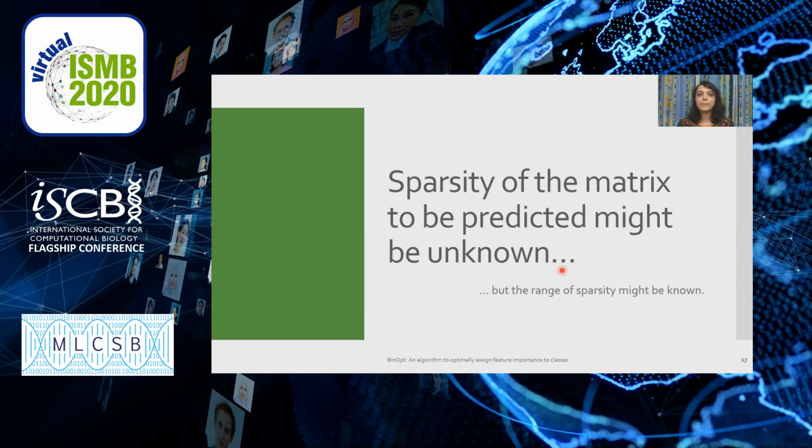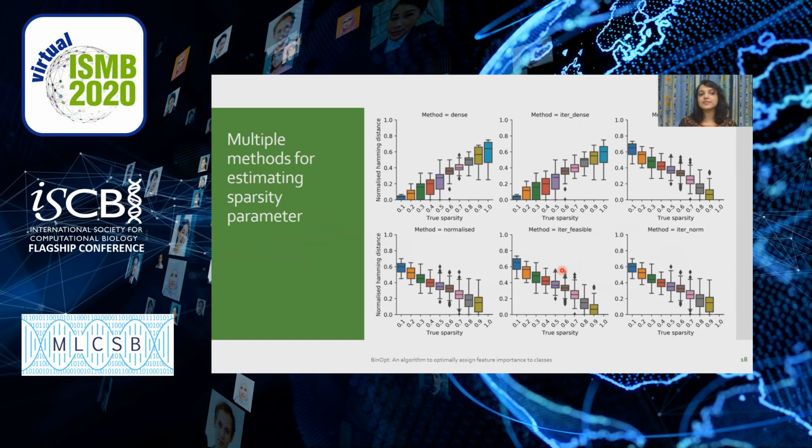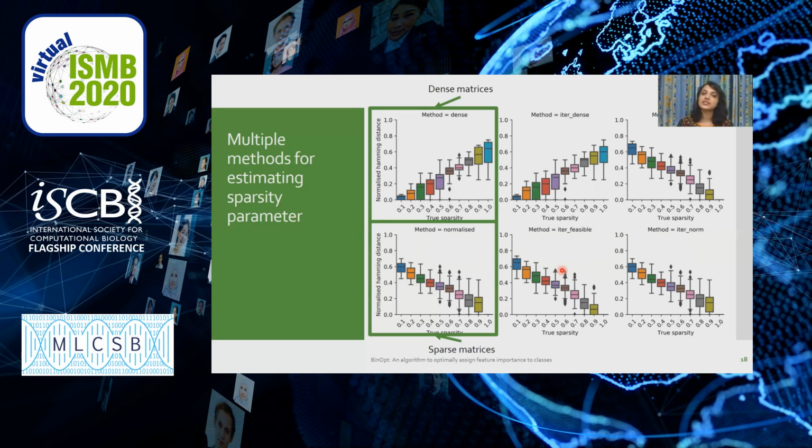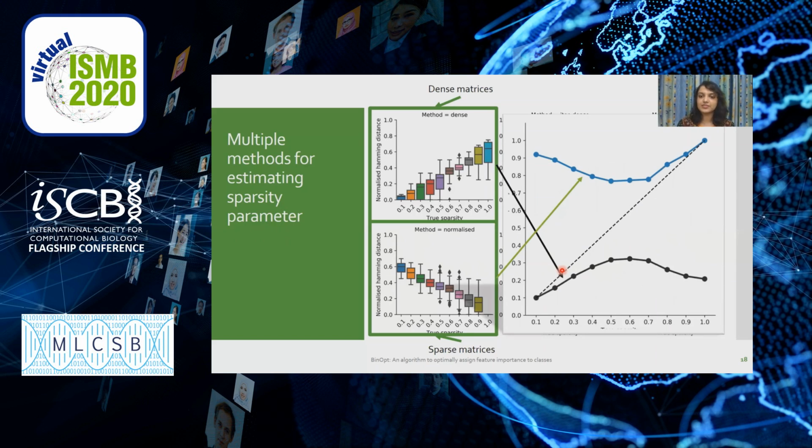But what we might know is the range in which the sparsity falls. So we developed 6 methods for estimating the sparsity of the matrix, and we found the dense method works best on dense matrices and the normalized method works well on sparse matrices, which can be further seen by this plot of true sparsity against the estimated sparsity.